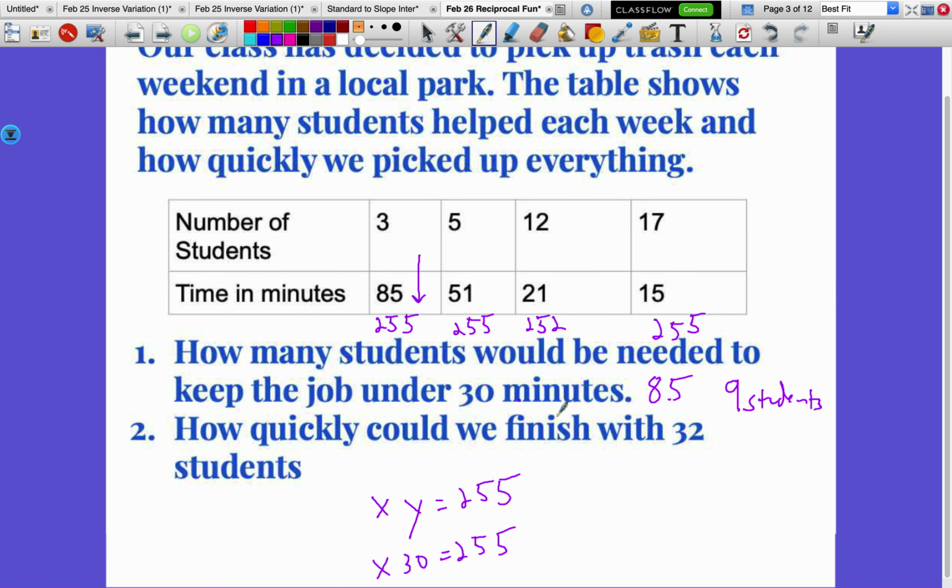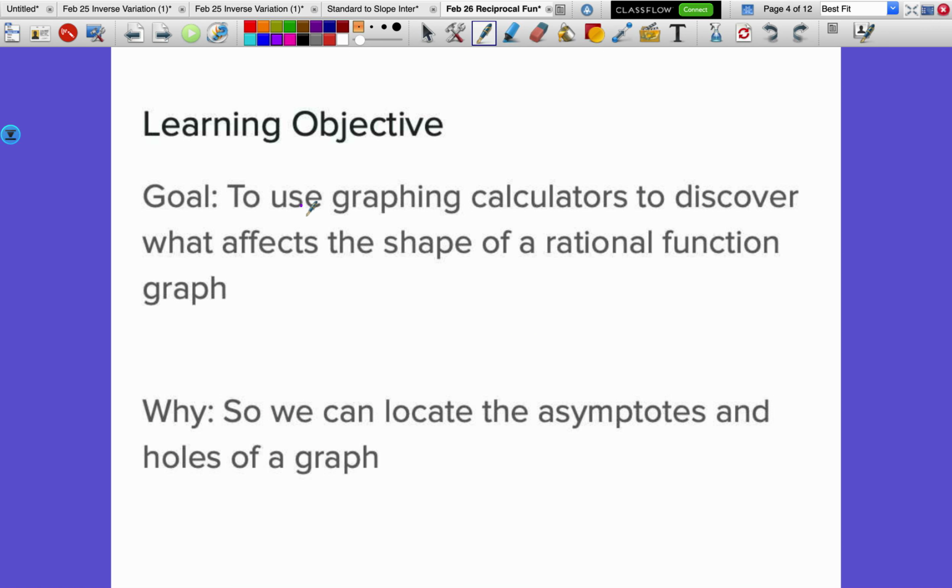How quickly could we finish with 32 students? So we'll plug in a 32 on this side. Divide that 255 by 32 and we get done in 7.9 minutes. Rounding up would be 8 minutes. 7.968 minutes. So roughly 8 minutes.